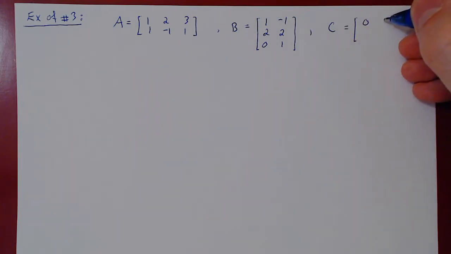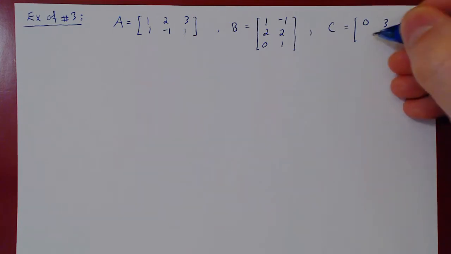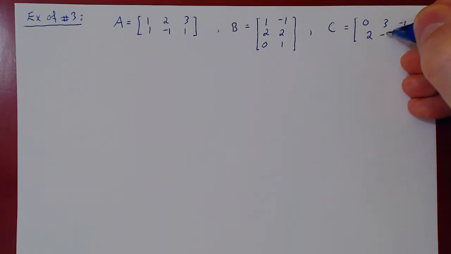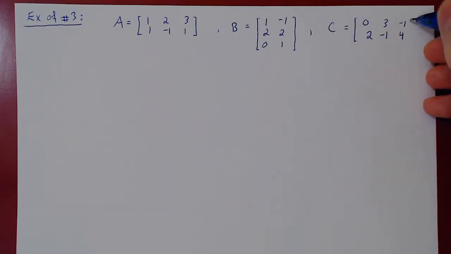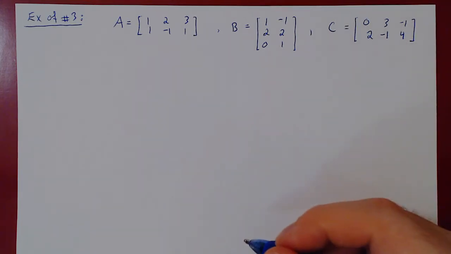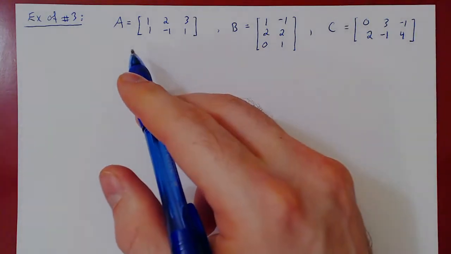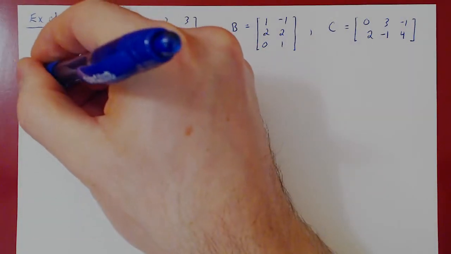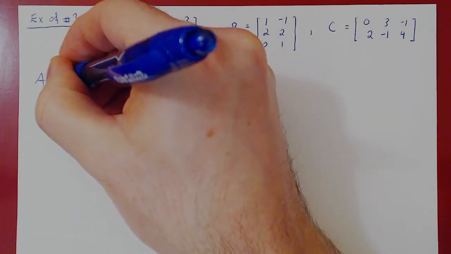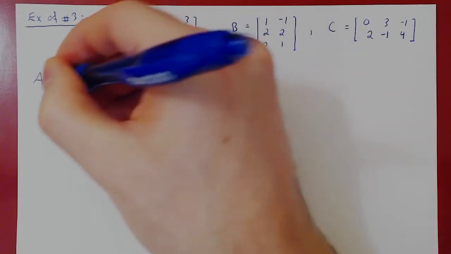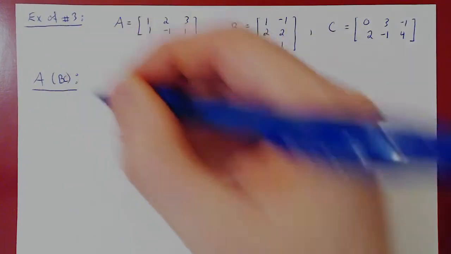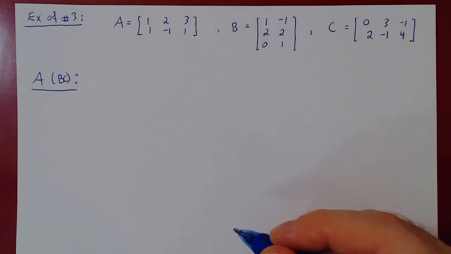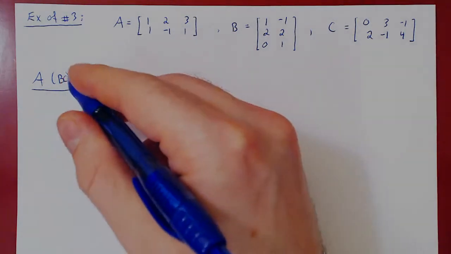We'll go with 0, 3, negative 1, 2, negative 1, 4. Let's compute the first matrix, so A times BC. So we'll do that first. A times BC. Well, to compute A times BC, we must compute BC first.